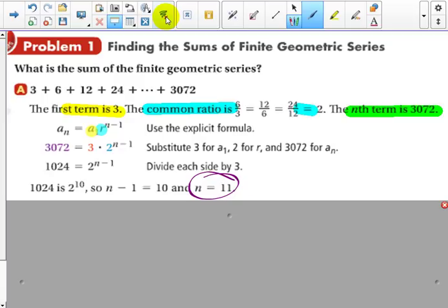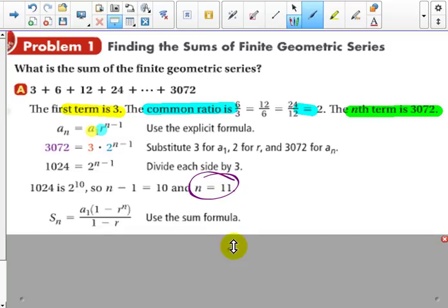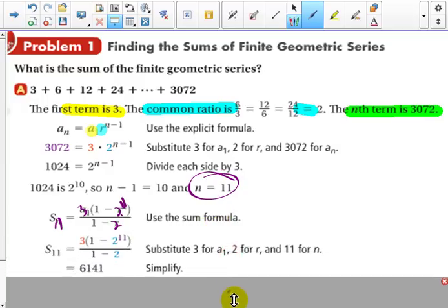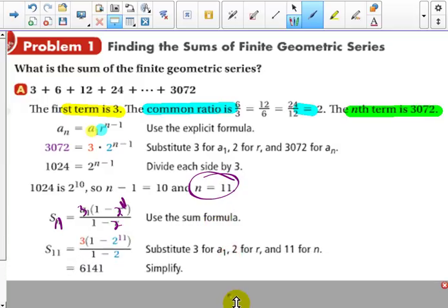Okay. So we have our first term, we've got our ratio, or r, and now we have our number. So now we can plug it into our sum formula. So S of 11, see, all of our n's are going to be 11 now, right? And we know our first term is 3. And our common ratio was, what, 2. So you plug everything in and solve. And when you do, you get that it's 6,141. And that's all there is to these.